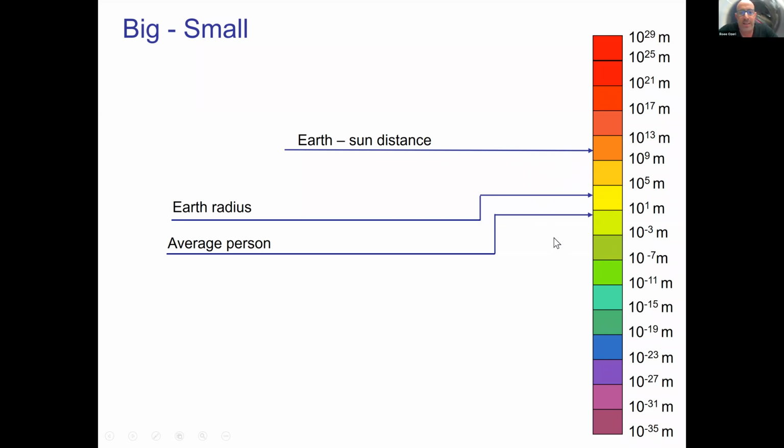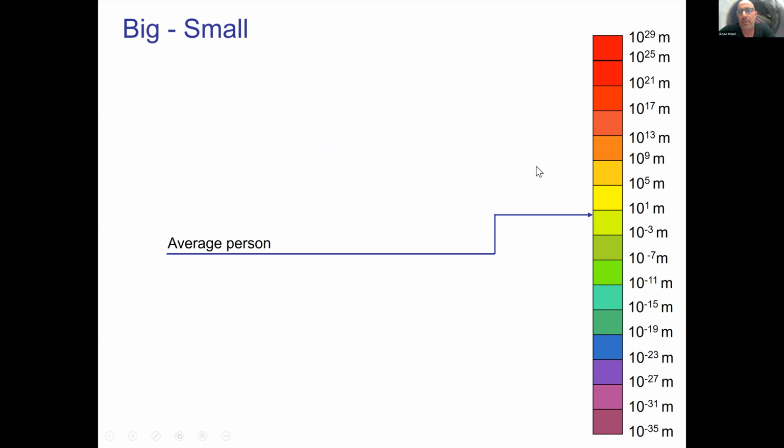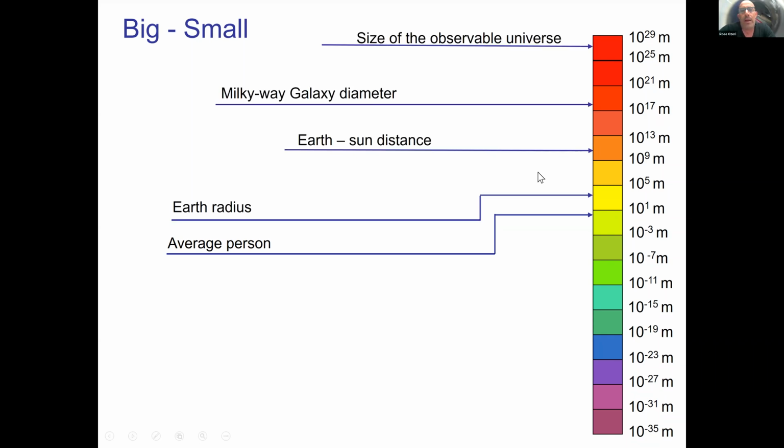So if I look at the different scales in the universe, again, if an average person is here, an Earth radius is here, the Earth-Sun distance would be here, the Milky Way galaxy diameter would be over here, and the size of the observable universe, perhaps the largest object we can think of, is roughly 10 to the 29 meters, so 1 with 29 zeros beyond it.